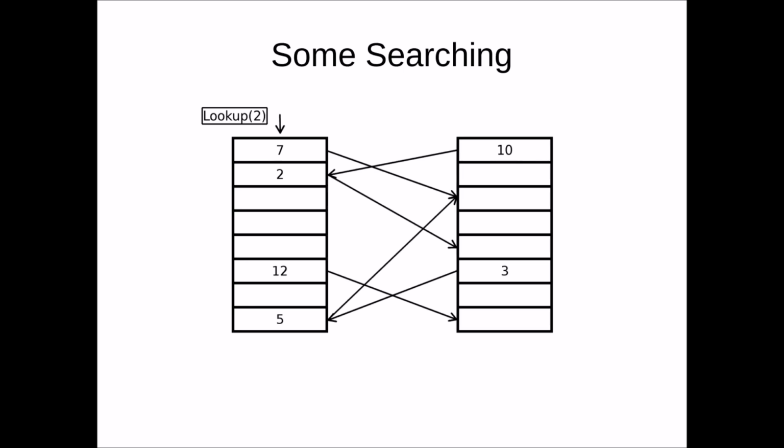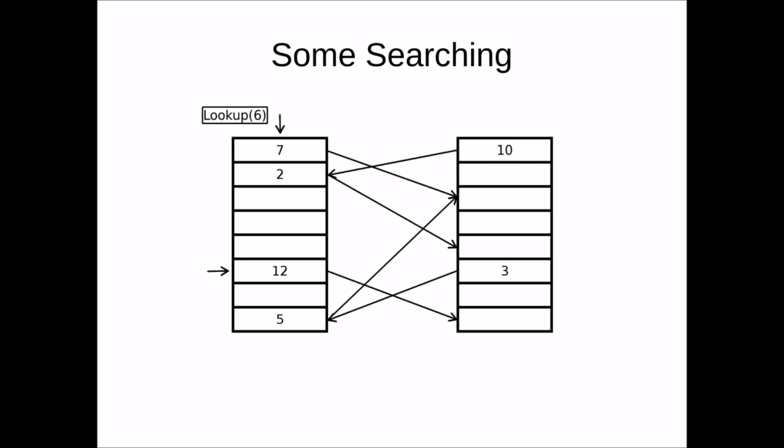To search for an item, we just look in both hash tables according to their hash functions. For example, if we look for 2, we first look in the first hash table where 2 would be, and we find it. Now suppose we're looking for 10. We look where 10 would be in the first hash table. It's not there, so we look in the second hash table, and we find it.